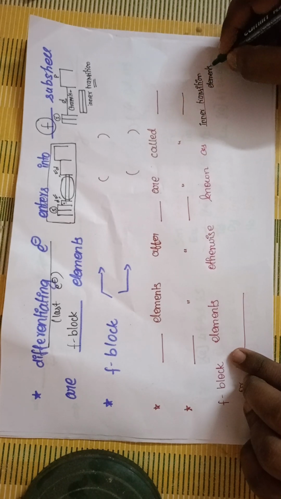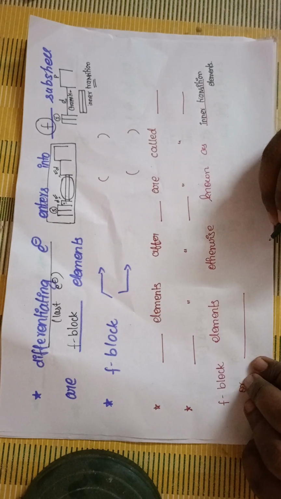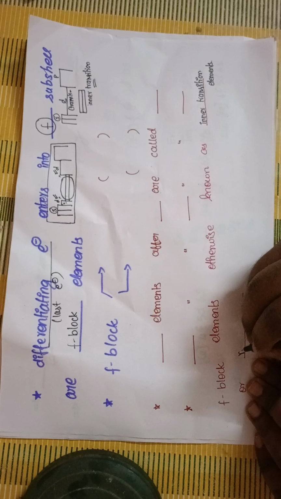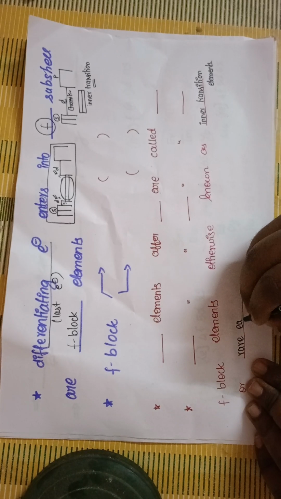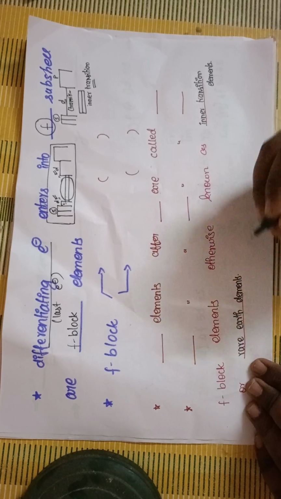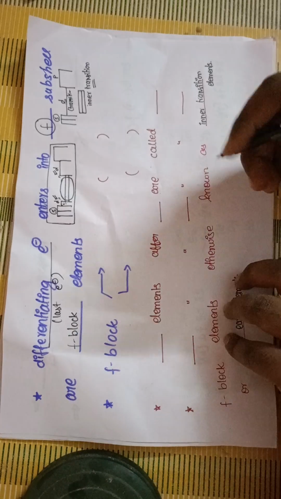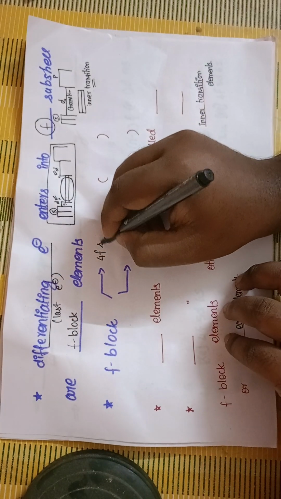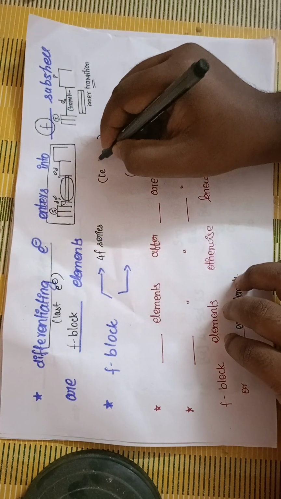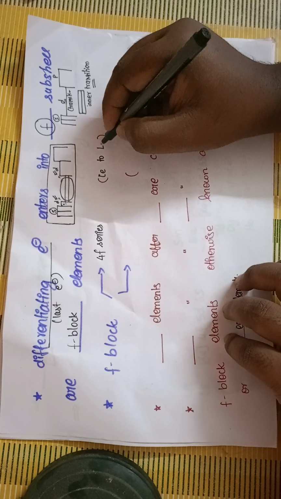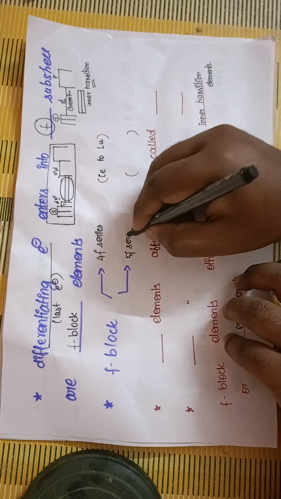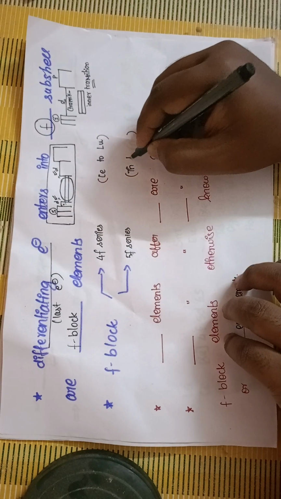We already know the d block is otherwise known as transition elements, and we already discussed the reason why it is called a transition element. F block elements are also known as rare earth elements. And in the f block we have two series. One is the 4f series, which starts with cerium and goes to lutetium. The 5f series starts with thorium and goes to lawrencium.